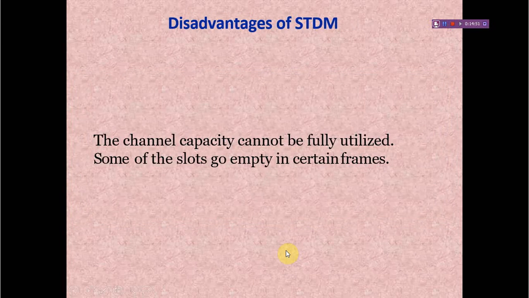And the disadvantage of STDM: the channel capacity cannot be fully utilized because some of the slots go empty in certain frames. So this is the main disadvantage of synchronous time division multiplexing. Some of the slots go empty.